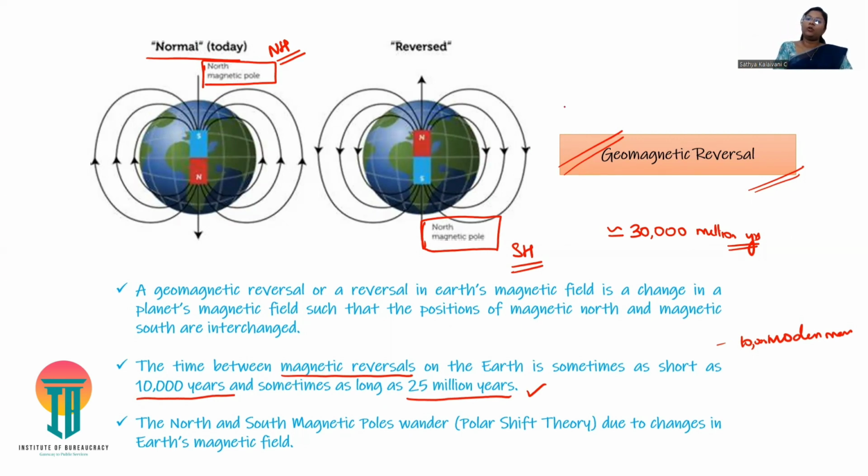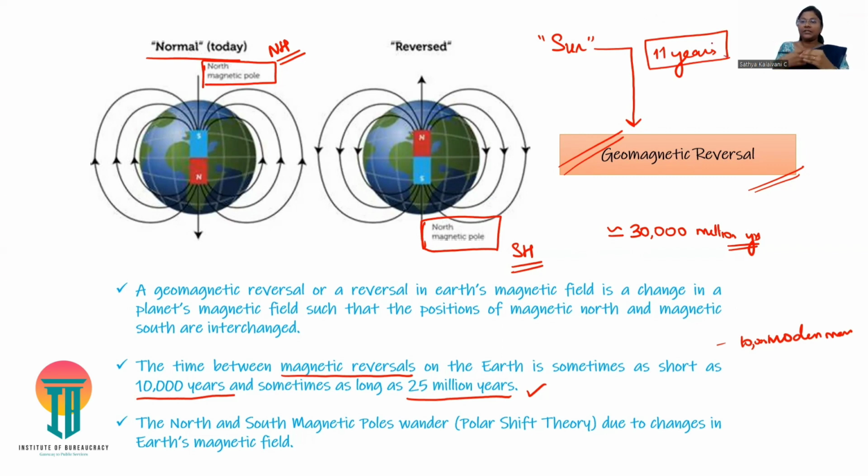Okay, one more thing to note here: polar reversal can happen in the sun also. The sun also experiences geomagnetic reversal, but it is very, very fast when compared to Earth. Earth takes a minimum of 10,000 years and a maximum of 25 million years. As far as the sun is concerned, it can happen every 11 years.